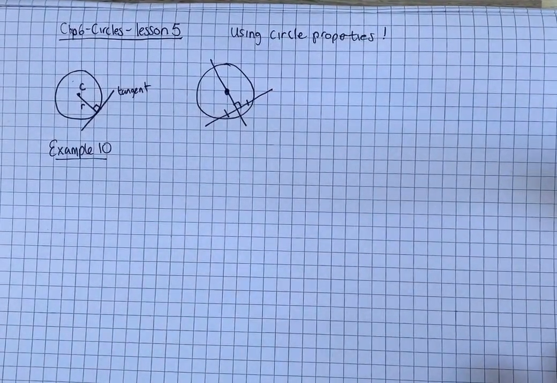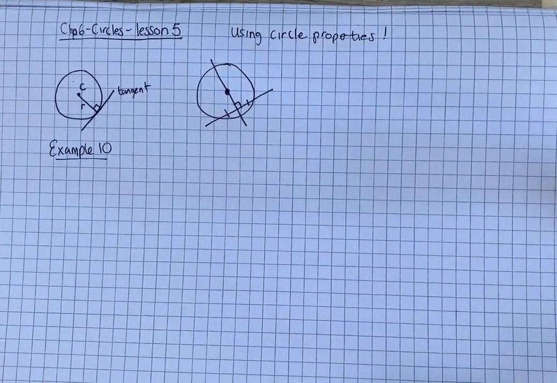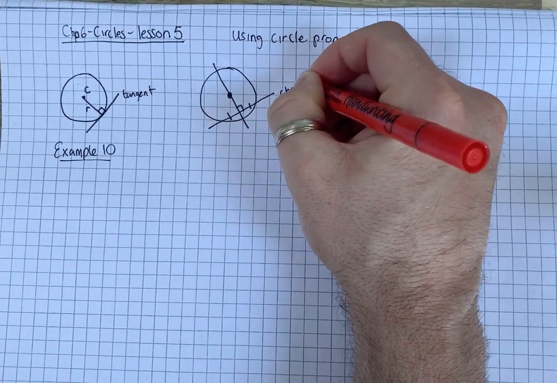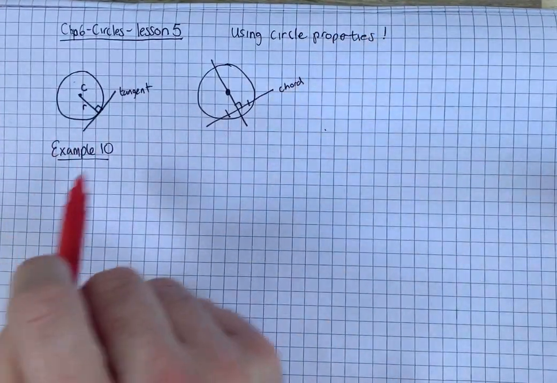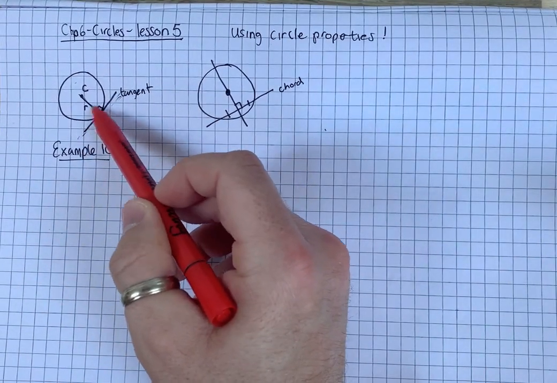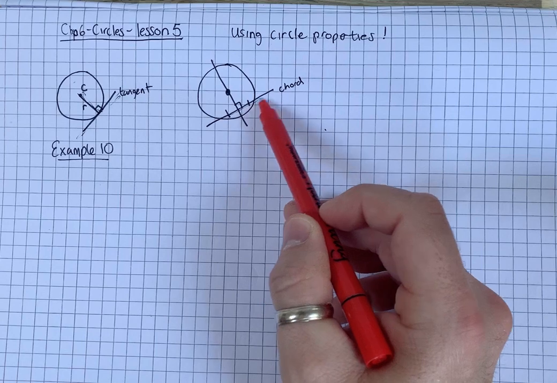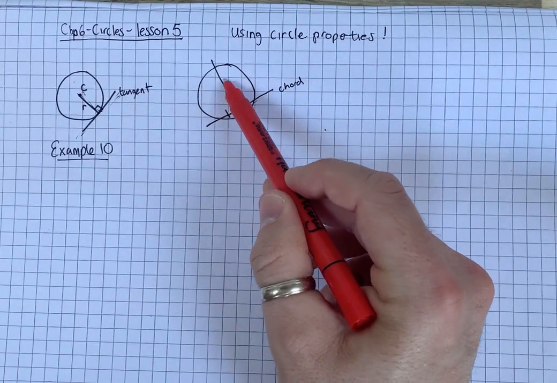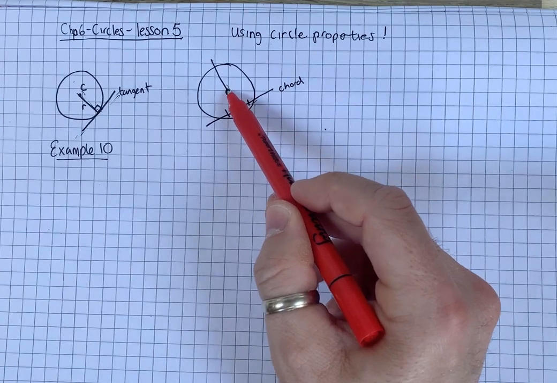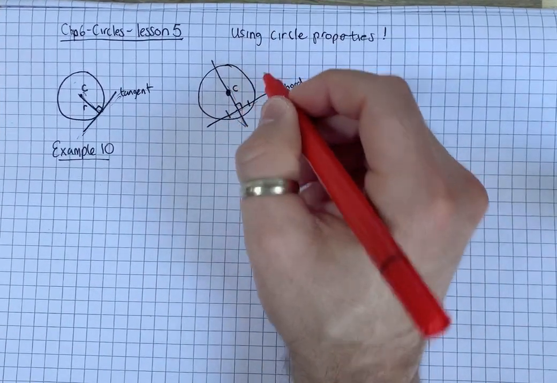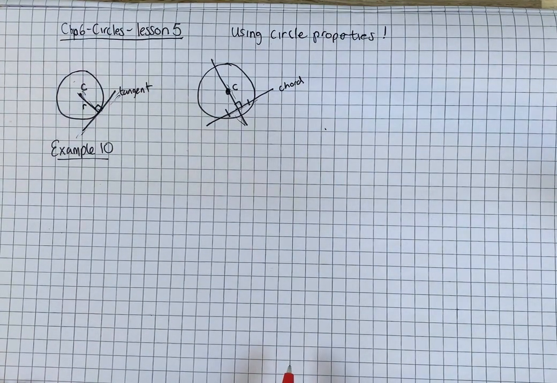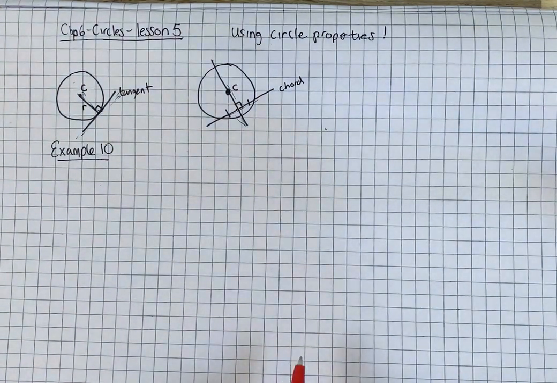Okay, on to lesson 5, using some circle properties. You should know both of these from GCSE. If you have a tangent to a circle, it must be perpendicular to the radius. If you have a chord, then the perpendicular bisector, the line that cuts it in half at 90 degrees, must pass through the centre of the circle. And we're going to be using both of those properties in order to solve some problems in the next few examples.